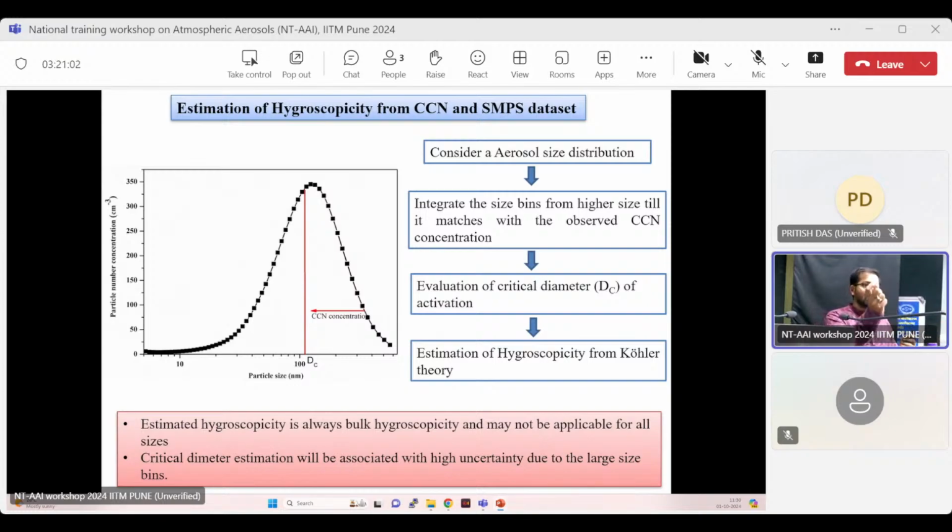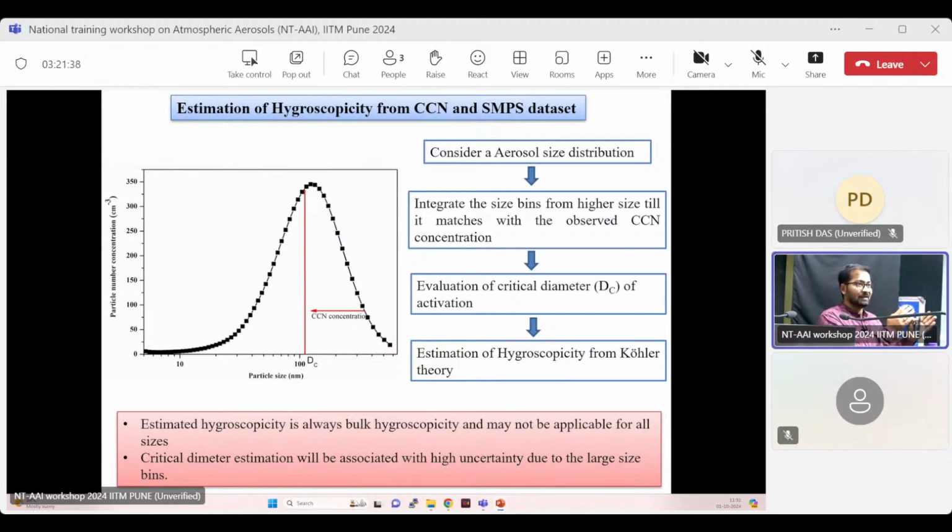So there are bins. It may not always be that your CCN is exactly equal to your SMPS concentration point by point, so there will be some up and down. Because of that, you will add more uncertainty to your Dc, because these size distributions are made in terms of bins, not instantaneous like 100, 101, 102. It will be like 100 nanometer, then maybe 110 nanometer, after that maybe 115 nanometer. So your Dc can be in between 110 to 115.